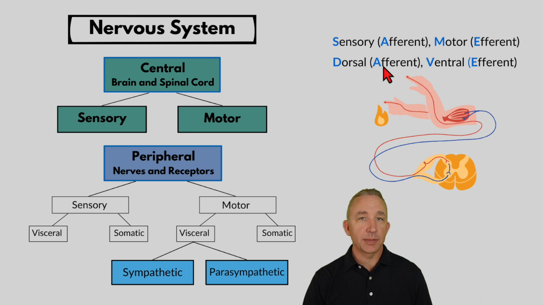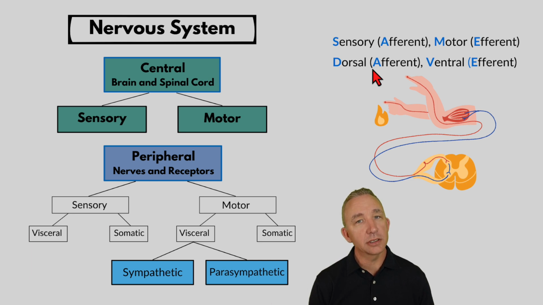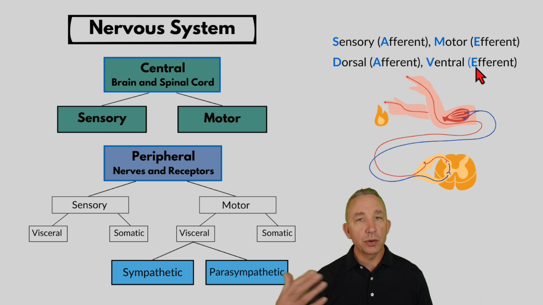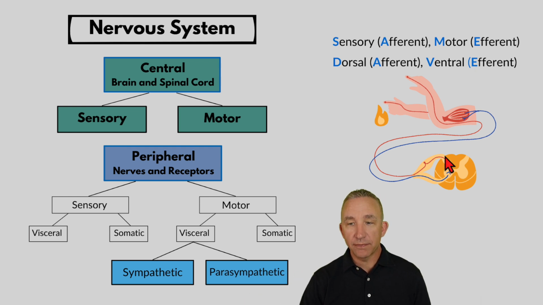And dorsal is my afferent. So afferent is also called dorsal. What do we mean by that? That all the information, as we start to process it, goes to the dorsal side of the spinal cord. Versus when I look at my ventral side, the efferent information, all of the motor processing is going out the front side or the ventral side to then communicate to the body what we're going to do. So our SAME and DAVE helps us to understand the first part of a reflex arc.